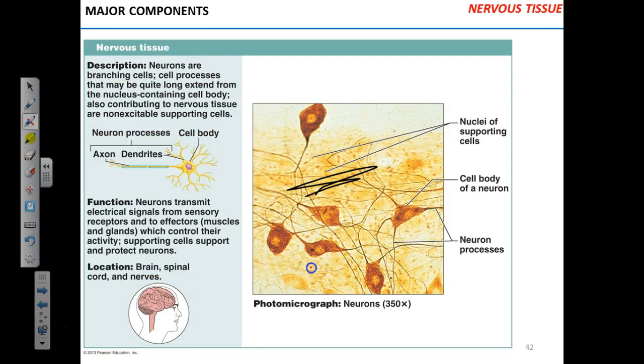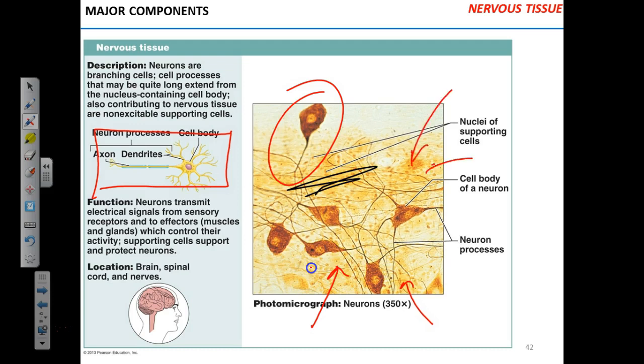Okay. The last one, nervous. That's easy. Obviously, I'm not going to ask you where it's located on the exam. That would be just giving you a question for free. It's located in the nervous system. Nerves, brain, spinal cord. Okay. Now, there are two major types of cells in the nervous system. So, neuron, you can see the neuron here. Okay, and glia. You can see the nuclei of the glial cells, those little tiny dots.